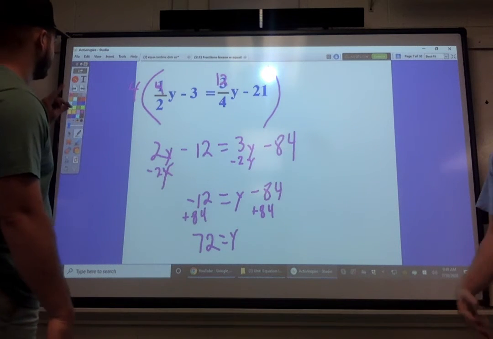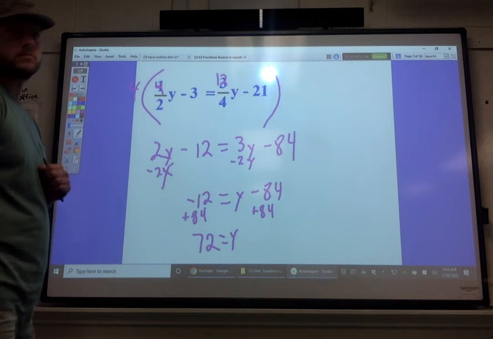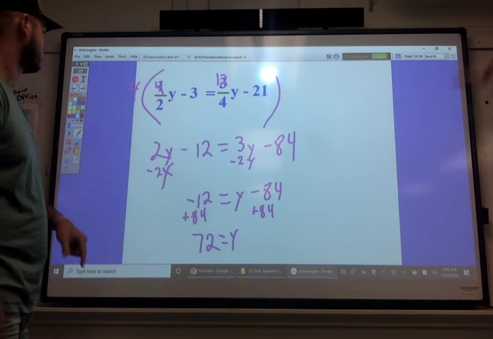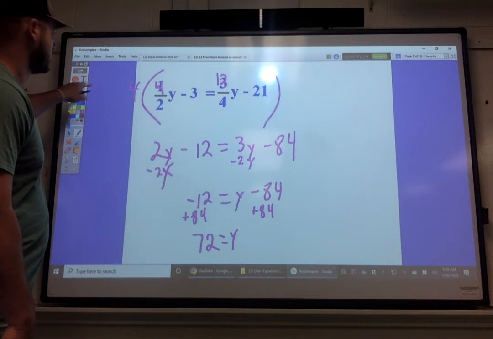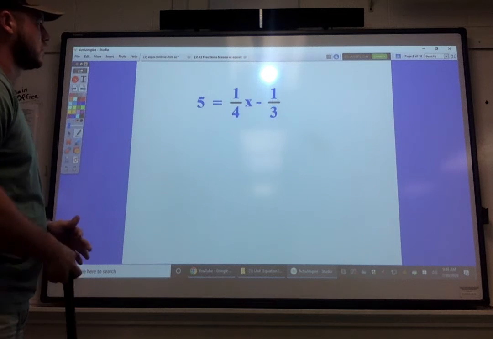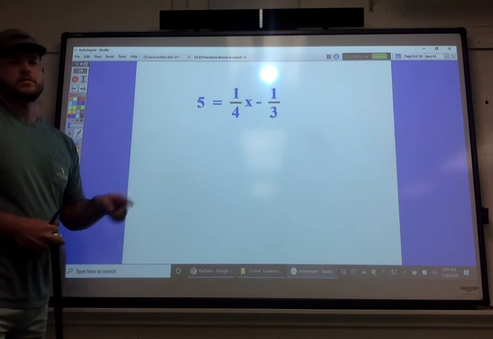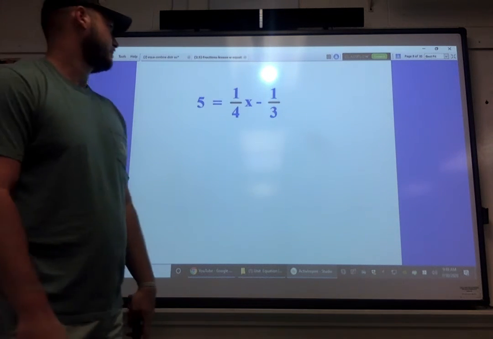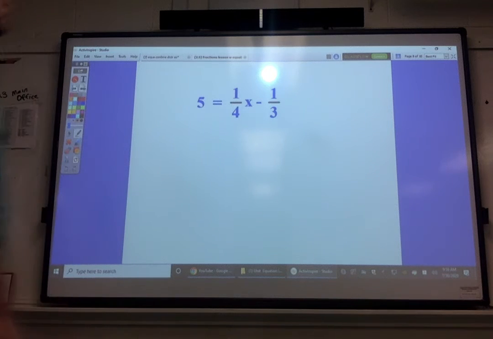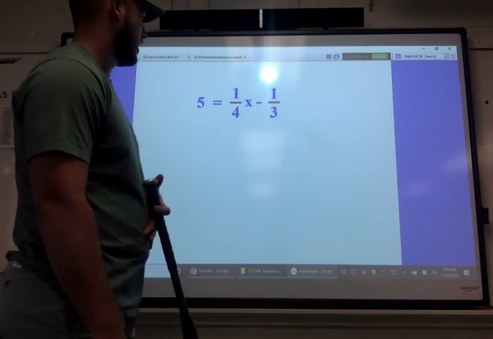Nice. And we don't care how you get it, it's just fast. Speed matters on the ACT. Speed, speed, speed. Try it. Quick pause. Give it a try. Okay, so again, you got a couple different options.